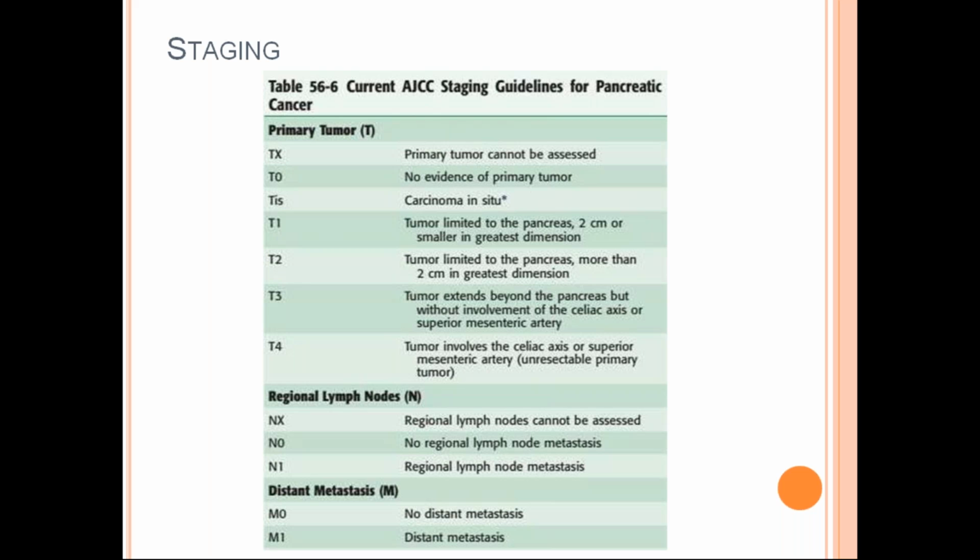See, for this we have seen only in CT. All these vascular structures should not be involved. So if these are not involved, then T3. If these are involved, T4. Involved means unresectable primary tumor. Next, lymph nodes. NX is regional lymph nodes cannot be assessed. N0 is no regional lymph node metastasis. N1 is regional lymph node metastasis present. With distant metastasis, M0 is no distant metastasis. M1 is distant metastasis present.